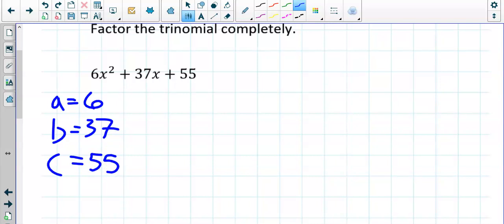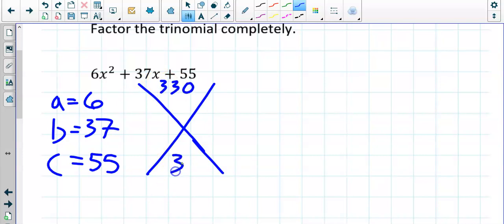So we're going to play that X game. Up on top goes your A times your C. So I need to know, what is 6 times 55? 330. Lovely number. Down below goes our B. So we need to find two numbers that will multiply to 330 but add to 37. So let's start getting some factors of 330.